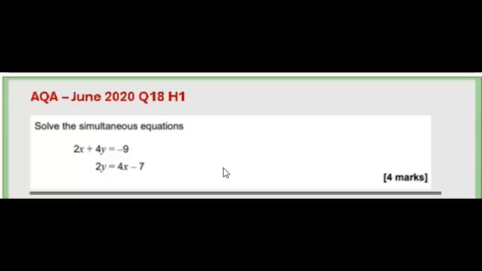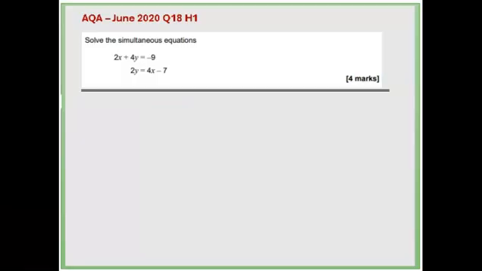equations. Now you can turn the video off, try to do it yourself, and then turn the video on again and compare your solution with mine.